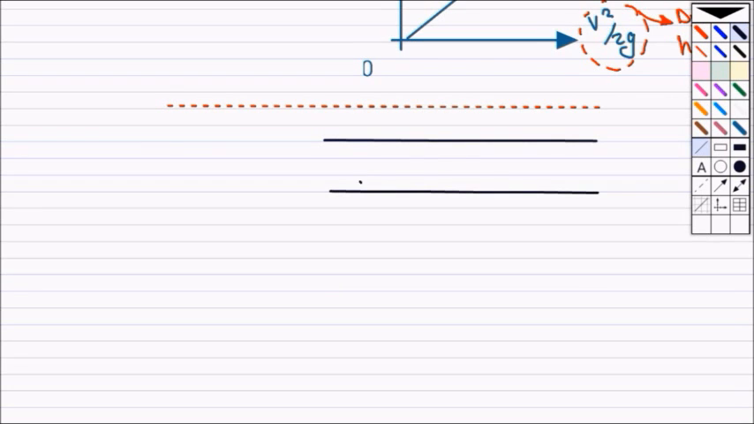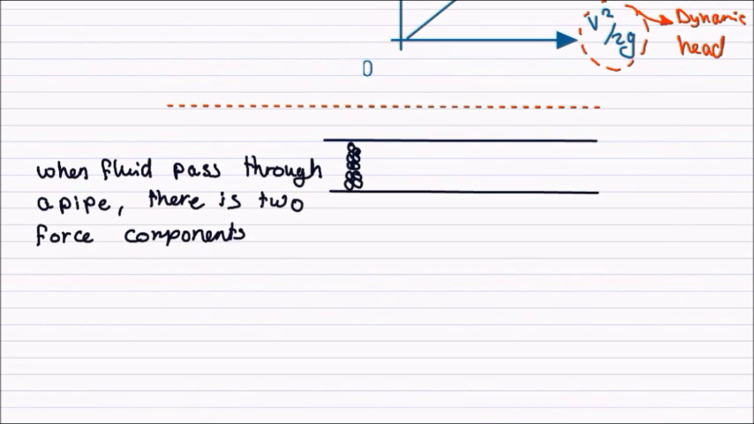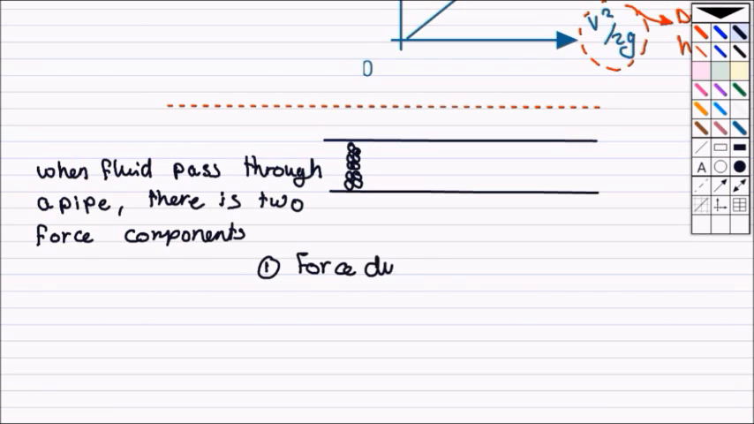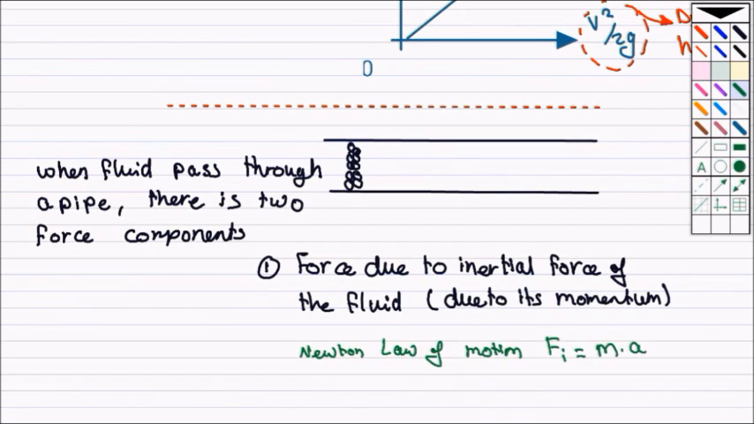So when any fluid passes through a pipe, there will be two force components acting against each other. The first component is due to the inertia of the fluid, or we can say due to the momentum of the fluid, and we can apply here Newton's second law of motion, force equals mass times acceleration.